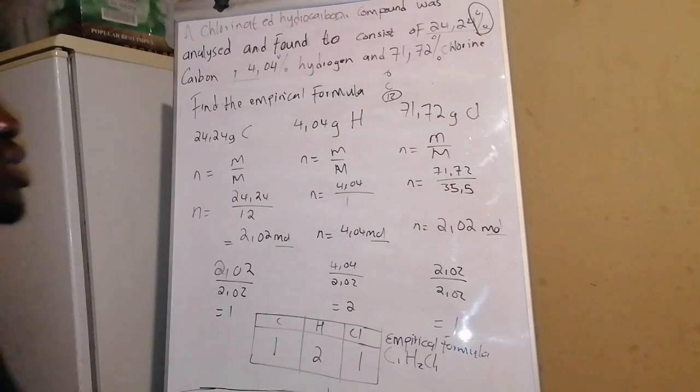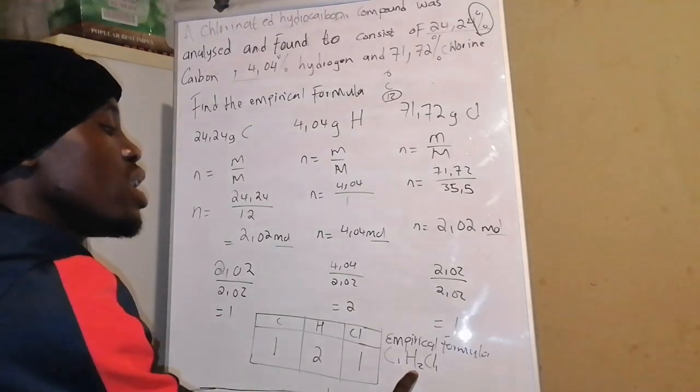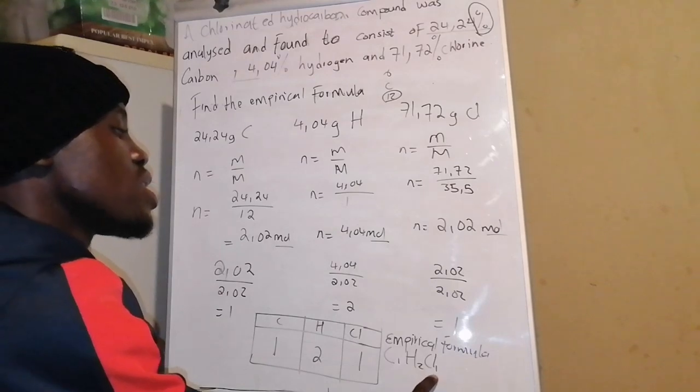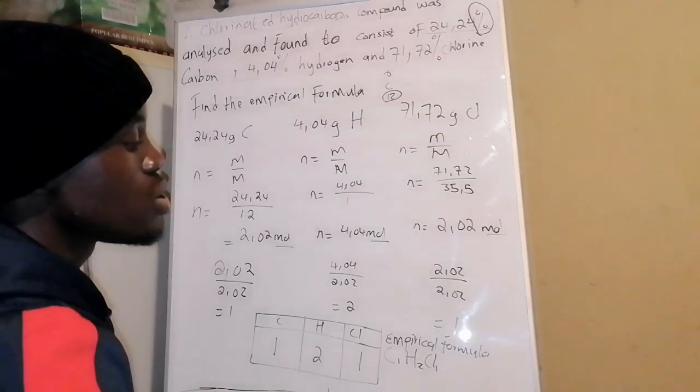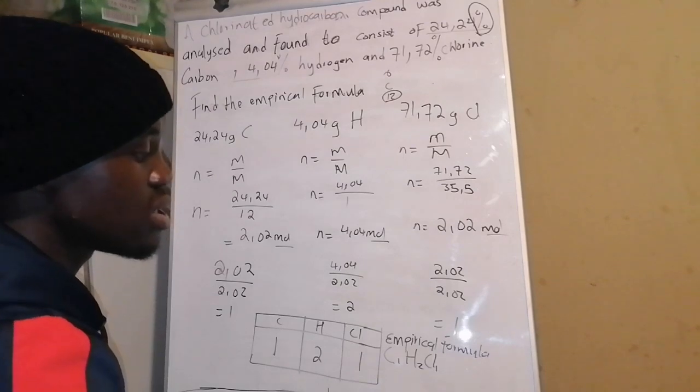So here, sorry, it was not visible. The empirical formula is C1H2Cl1. So that's our empirical formula. Sorry for the inconvenience.